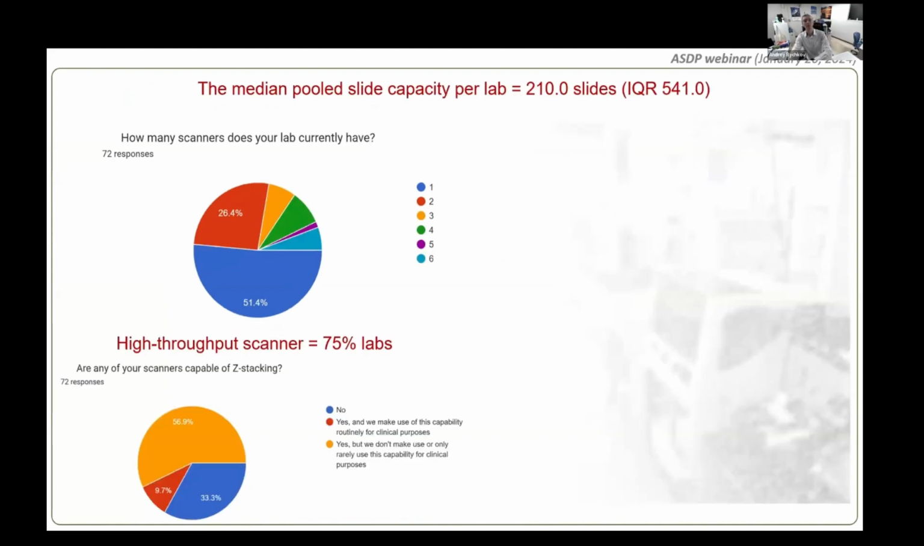Continuing about the scanner, the median pooled slide capacity per institution was 210 slides, usually managed by 1 or 2 scanners. High throughput scanners were installed in 75% of the labs. As you see, there was a preference over the small footprint scanners. It is interesting that scanners with Z-stacking, which we use for cytology or for research, were often available, but almost never used for clinical purposes.